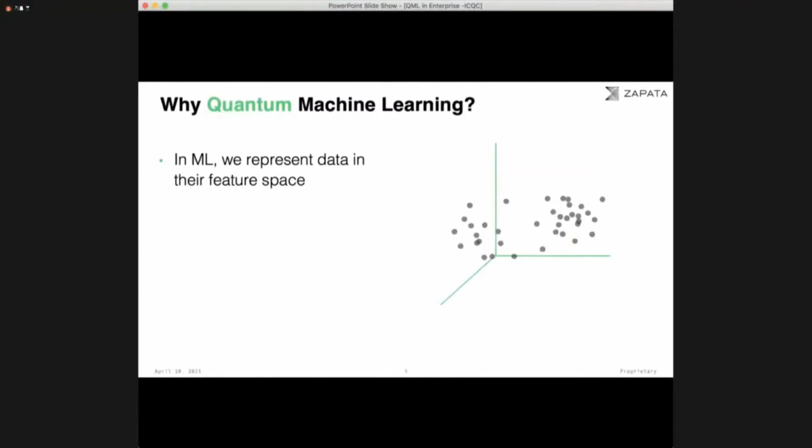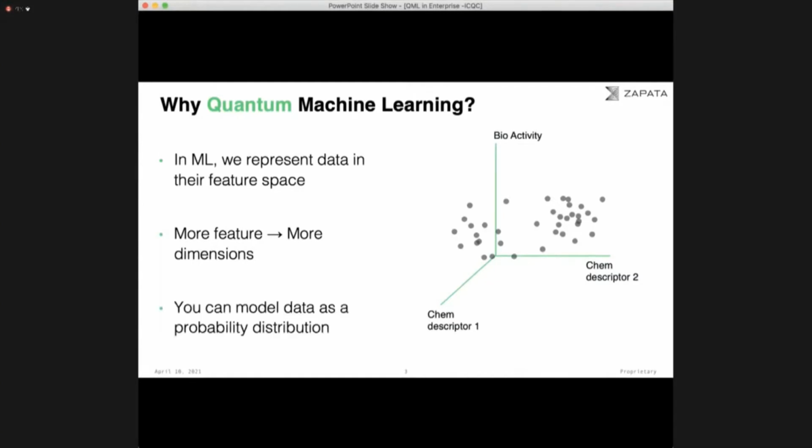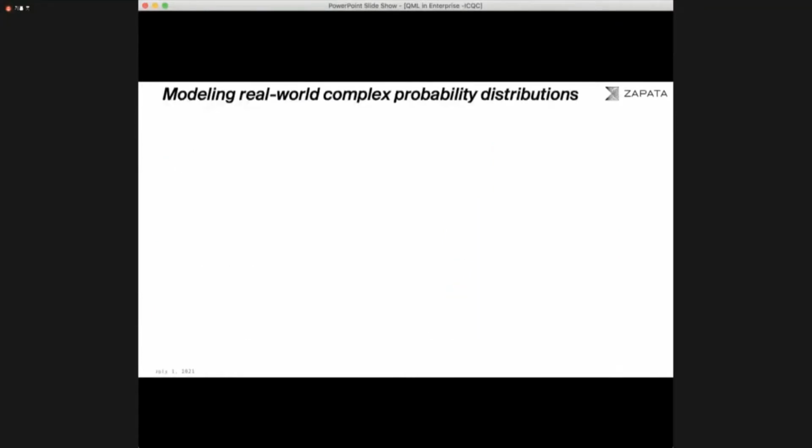And so why quantum machine learning? In machine learning in general, we represent data in some kind of a feature space. For example, movie length, genre, year, these different parameters we can have. Or in chemical space, we might have the bioactivity and the chemical descriptors. If you have more features that you want to see, you'll have more dimensions that you need to cover in this data space. And you can model this data, obviously, as a probability distribution, and we can do all the things we can do with probability distributions: throw out outliers, try to be discriminatory with our probability distributions, etc., to describe this data space.